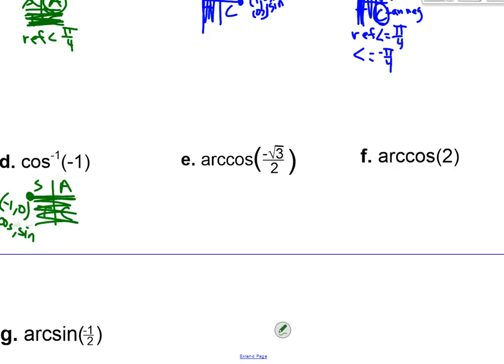And so for that one, the angle is all the way over there. So our angle is pi. So the inverse cosine of -1 is equal to pi.